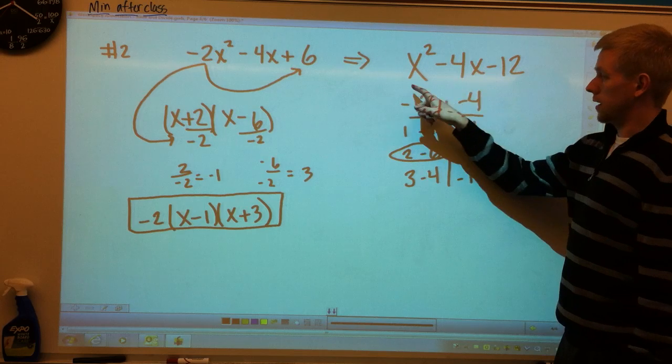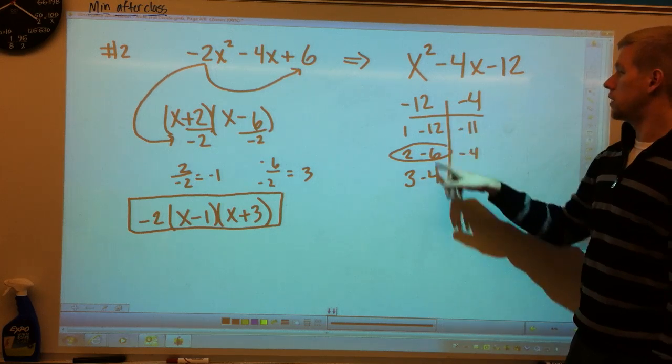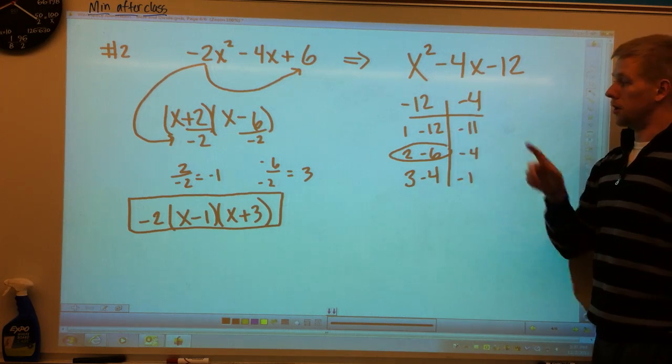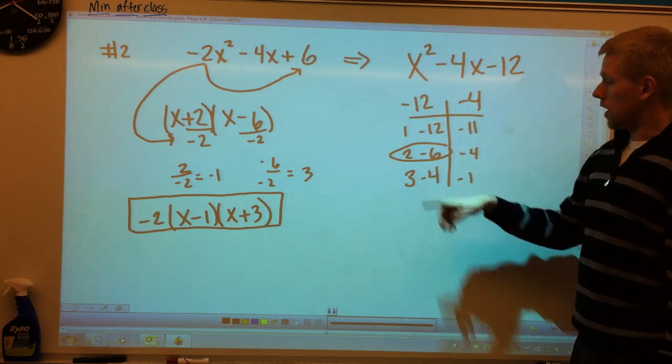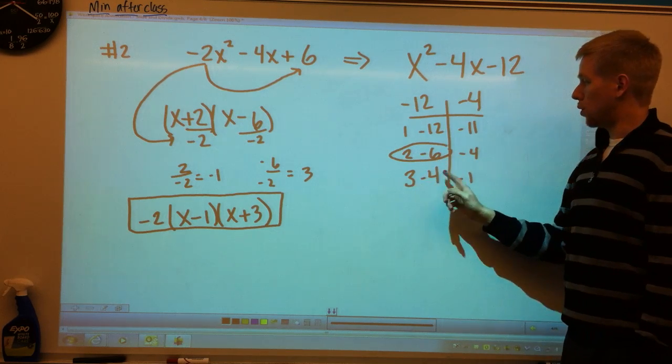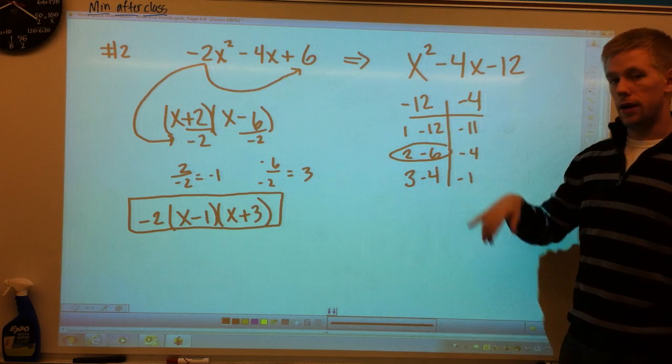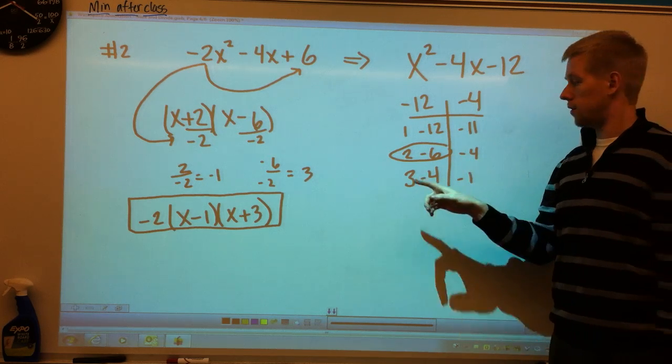From here, I can do this T-chart. Do a T-chart, you got negative 12 and negative 4. List all multiples of 12. We got 1 and 12, 2 and 6, 3 and 4. Both of my numbers were negative, so my larger number is going to have to be negative.